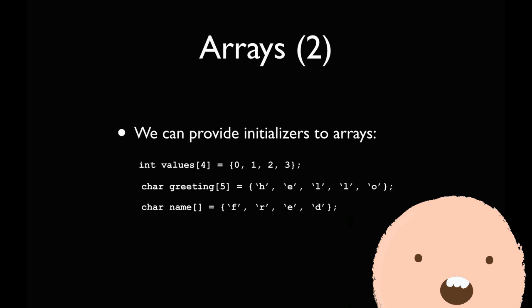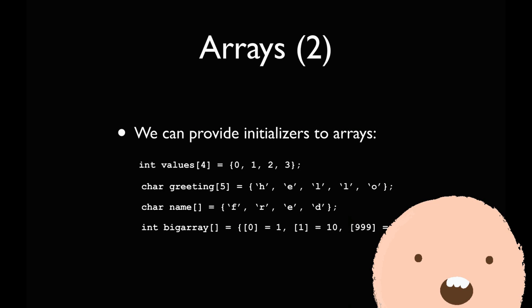Now, one of the things I can do when I'm using these initializers in C is I can leave off the size specifiers when I define the array. So in this next example, I've got an array called name, and you'll notice that I left the size out, but I set it equal to the characters FRED. And so basically, when the compiler sees this, it's going to allocate an array of 4 characters.